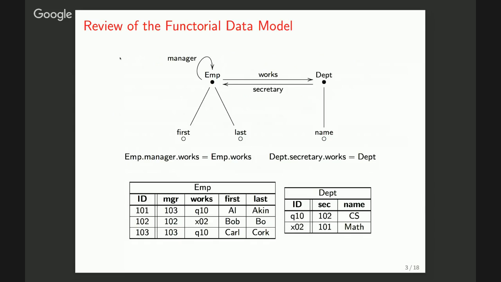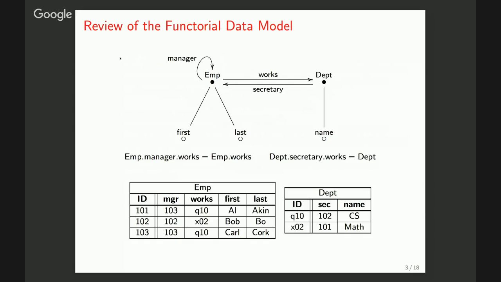There are path equivalence constraints that are data integrity constraints or business rules on the schema. So here, for example, it says that a department secretary must work in that department. That's the one on the right there. And the one on the left says that an employee's manager must work in the same department that the employee does. The open circles in the graph there are the attributes. So employees have first and last names and departments just have regular names.